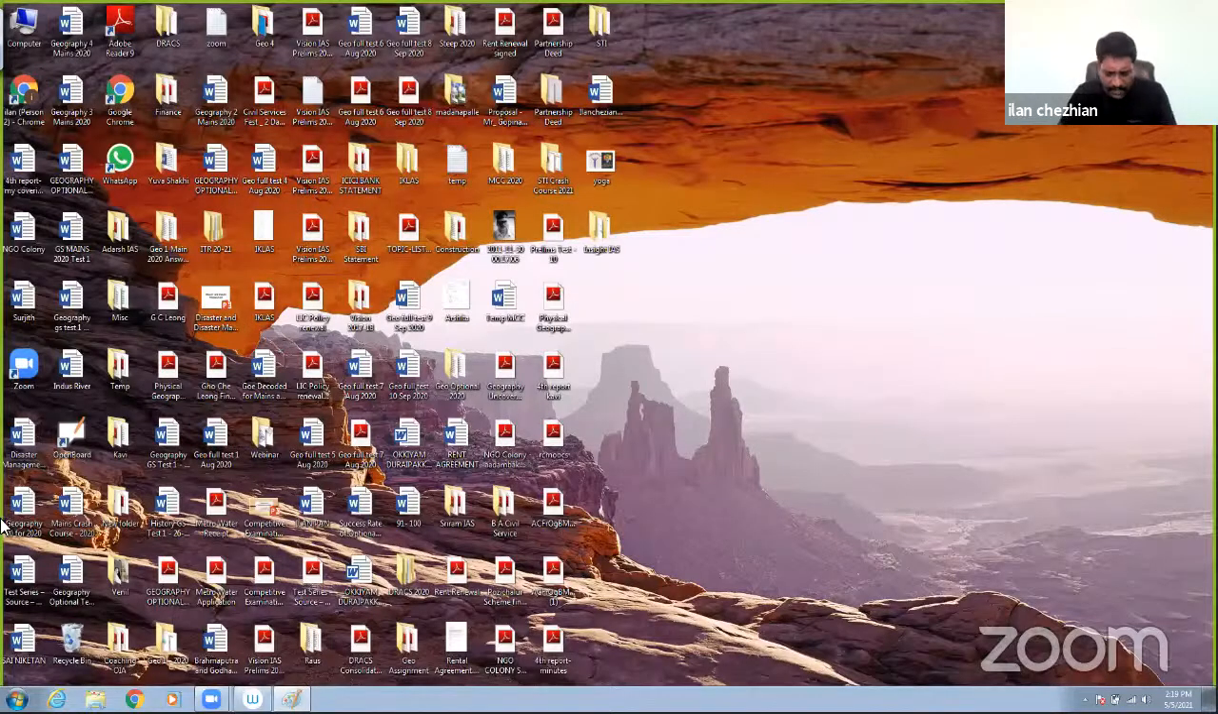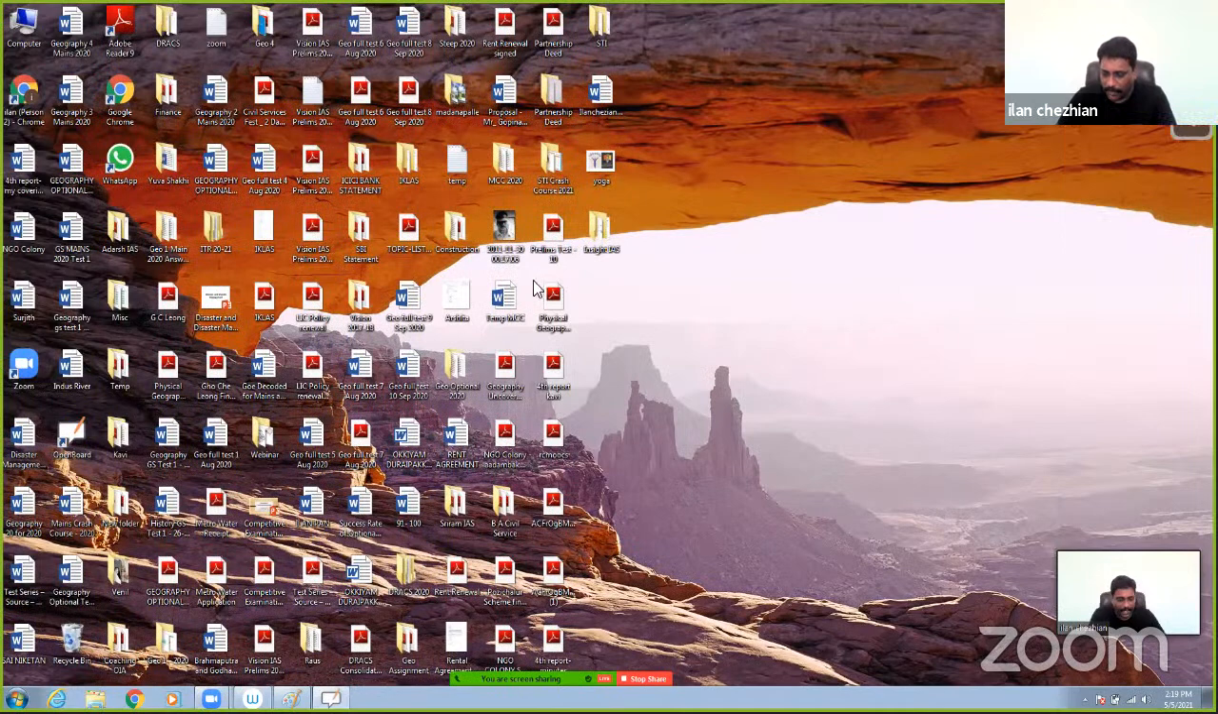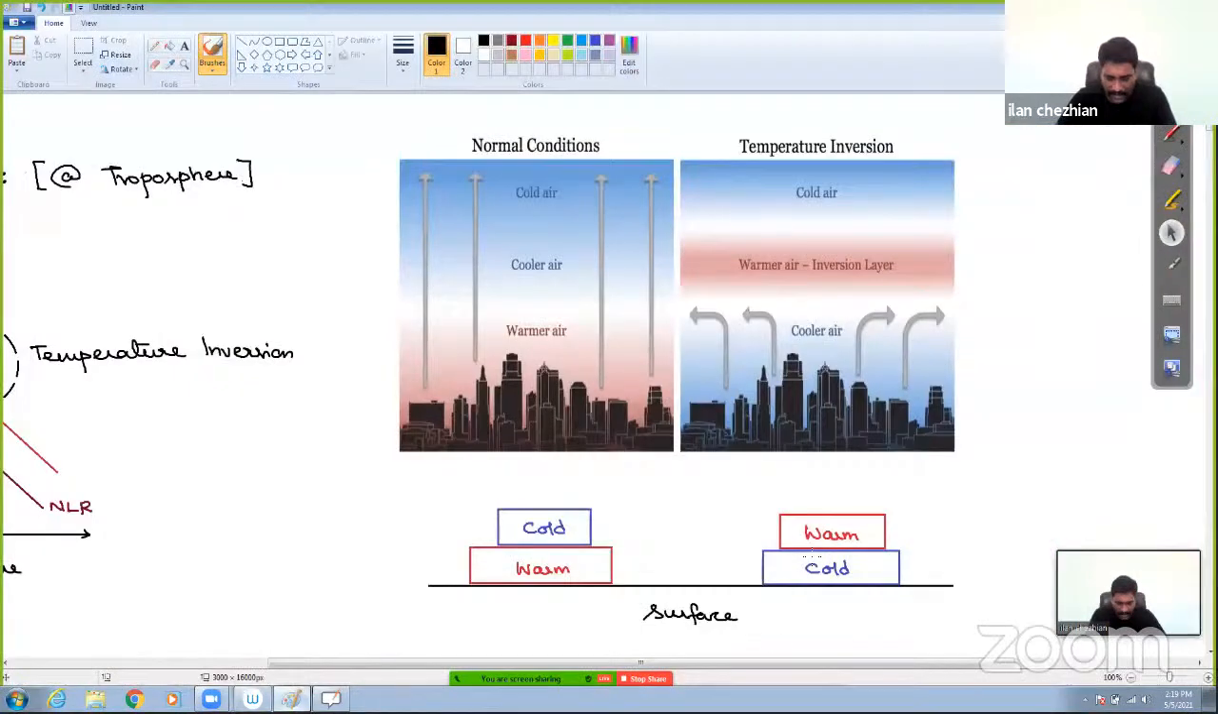Yesterday, we had an idea of what temperature inversion is. You increase the height in the troposphere. Normally, what happens? Temperature decreases. But I am talking about a situation where temperature increases with increasing height. That is what I call temperature inversion. Correct.